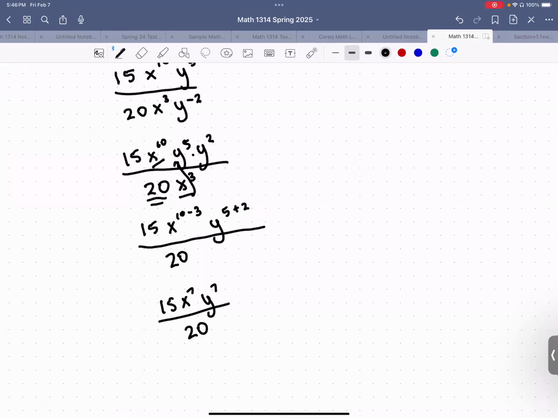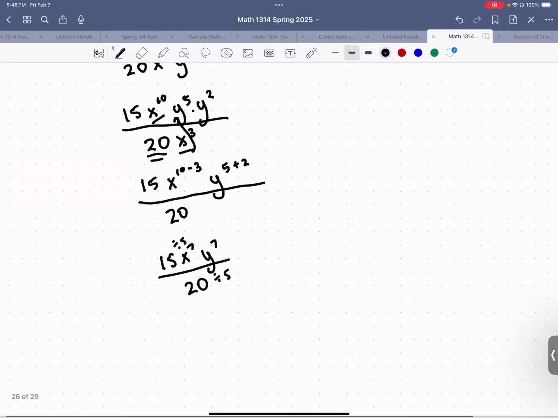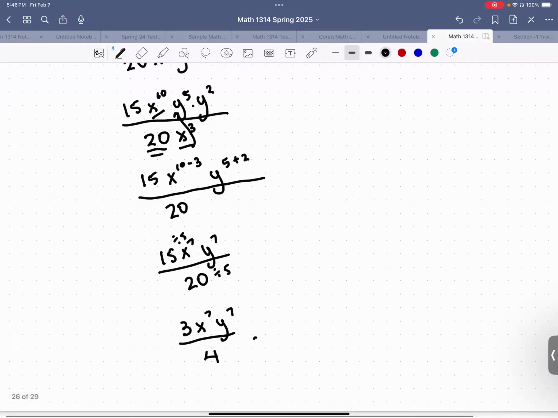I will still need to reduce that fraction. 15 and 20 both divide by 5. And so when I do that, I finally get to my end result of 3 x to the 7th, y to the 7th, all over 4. We could also write this as a fraction in the front, 3/4 with that x to the 7th, y to the 7th off the side.